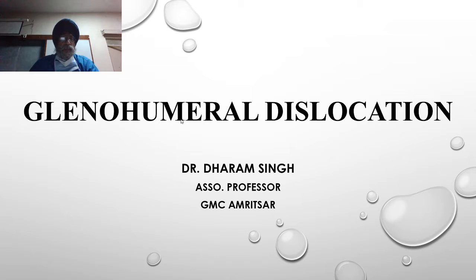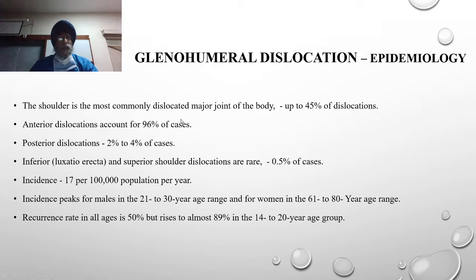So today's topic is glenohumeral dislocation. First of all, epidemiology. The shoulder is the most commonly dislocated major joint of the body, up to 45% of the dislocations. Anterior dislocation accounts for 96% of the cases. Posterior dislocation 2 to 4%. Inferior or luxatio erecta and the superior shoulder dislocation are rare ones, and are 0.5% of the cases. Incidence is 17 per 1 lakh population per year.